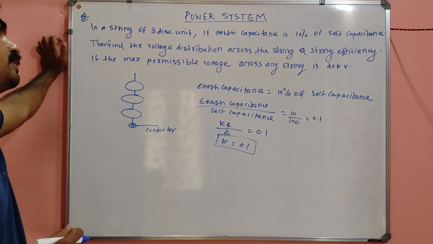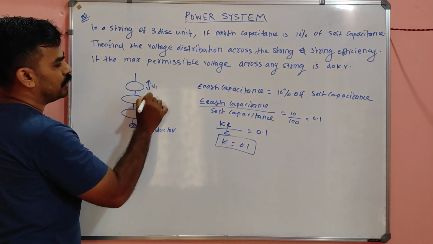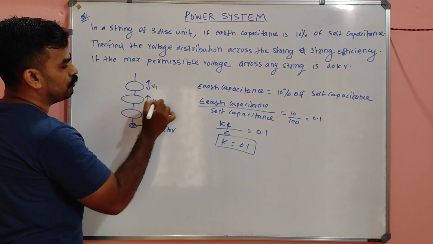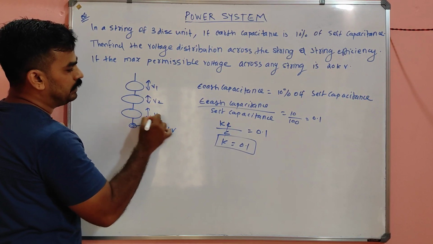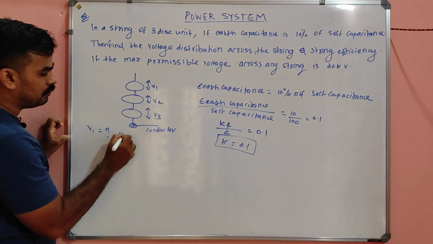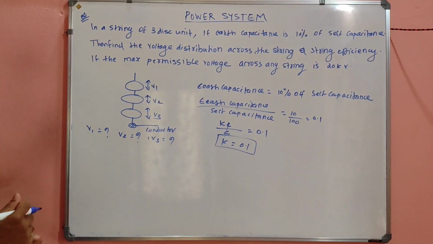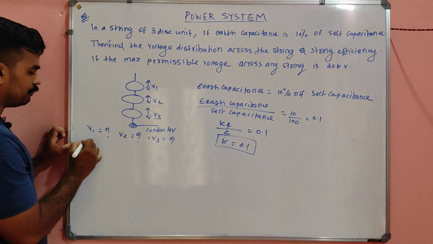Then find the voltage distribution across the string, meaning this can carry up to a voltage V1, this can carry up to a voltage V2, and this can carry up to V3. So we have to find V1, V2 and V3. These things you have to find. The string efficiency also you have to find.